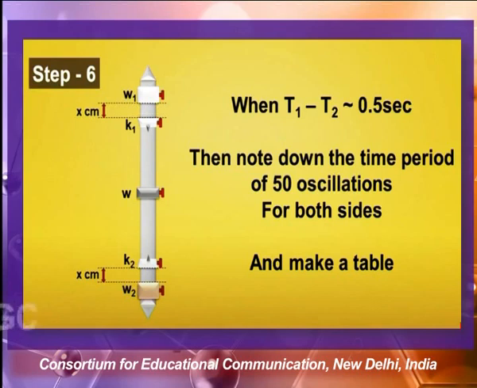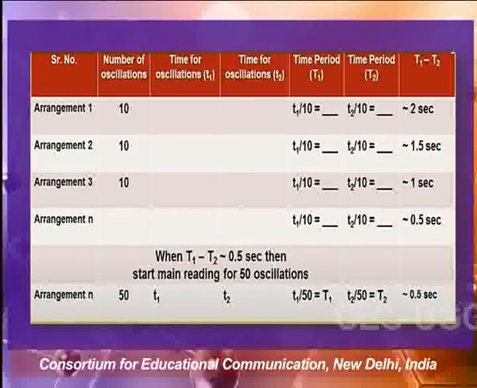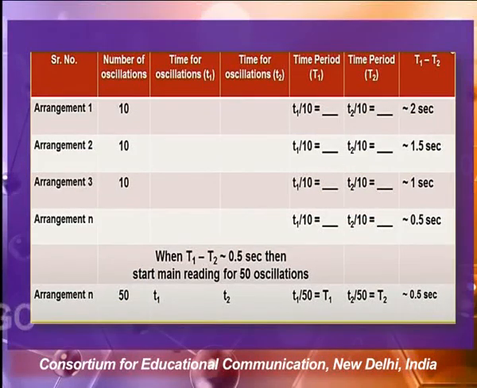So we have to take the reading for 50 oscillations. The first time we have W1, our metal side, upside, and the second time our wooden portion is upside. This is the table for the experiment. We can take 3, 4, 5 readings. Here in arrangement 1, the number of oscillations is 10, and here are the times for oscillation, T1 and T2. So you can note down the time periods T1 and T2.